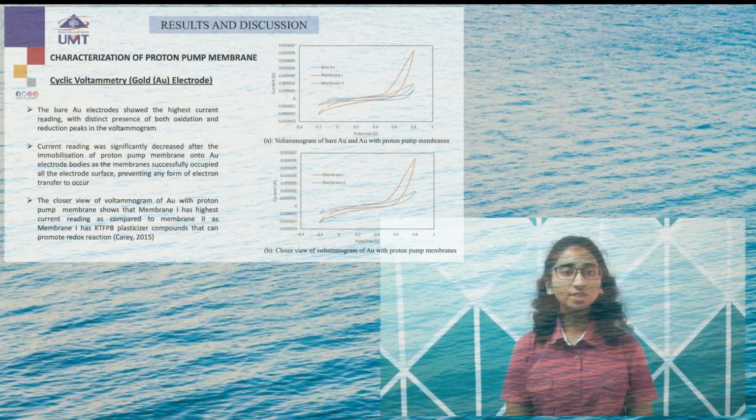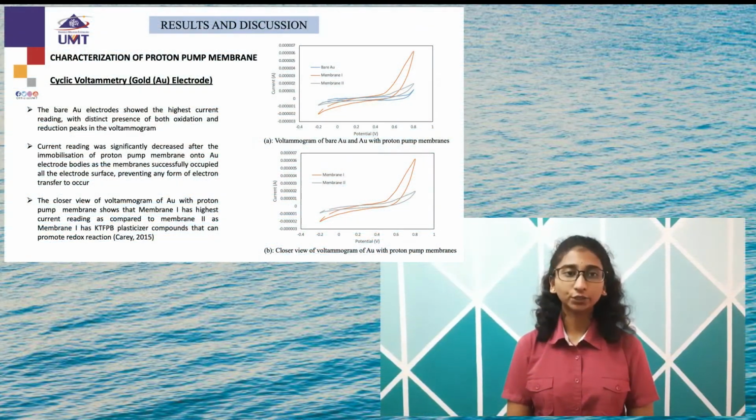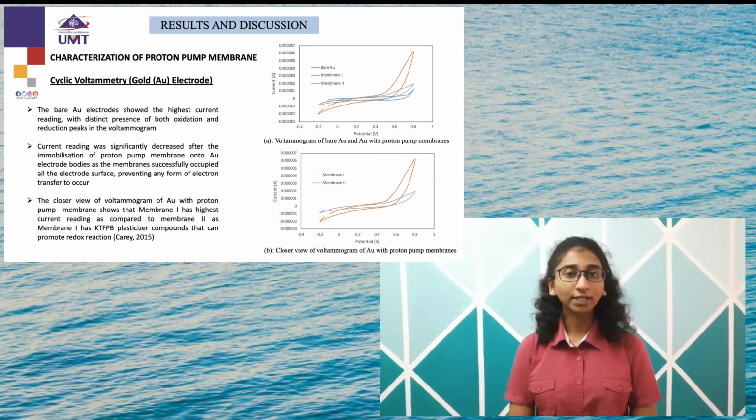For the cyclic voltammetry analysis, there are 2 types of electrode used, namely the gold electrode and glassy carbon electrode. Here we took the results of the gold electrode as it shows the peak with high resolution.